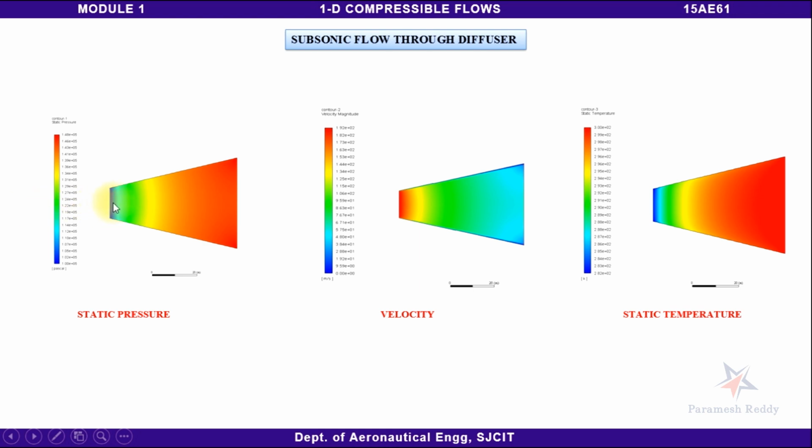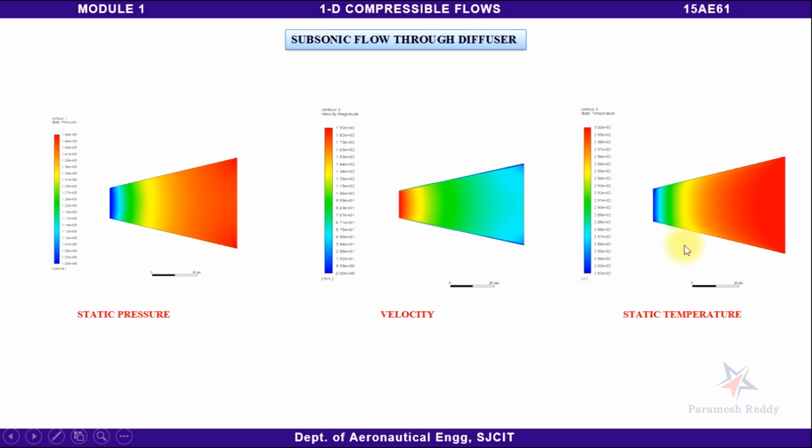Observe here the static pressure. Since this red color represents the highest component, as it moves through the diffuser, the pressure is increasing. Next is the velocity. We can see here the velocity is decreasing as it passes through the nozzle, and then here you can observe that the static temperature is rising through the diffuser.